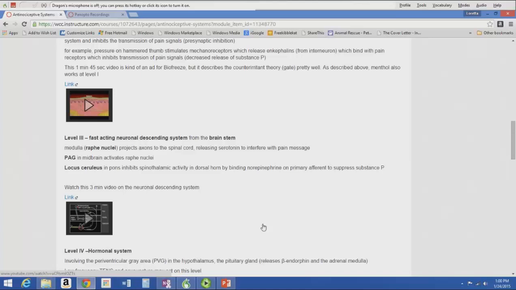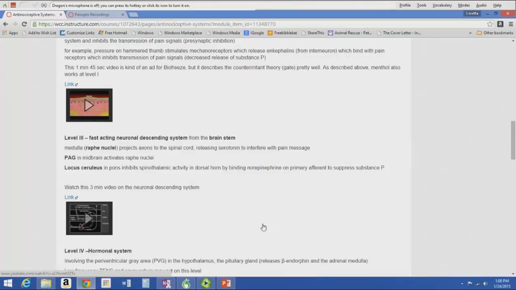Okay, there is a small area in the pons, which is called the locus ceruleus. It inhibits spinothalamic activity in the dorsal horn by binding norepinephrine on the primary afferent to suppress substance P. And remember, substance P is a neurotransmitter and neuromodulator that functions in those pain pathways. So we're trying to suppress that to keep pain from being transmitted. Remember, the spinothalamic pathway goes from your spine to your thalamus. It's a conscious relay pathway.